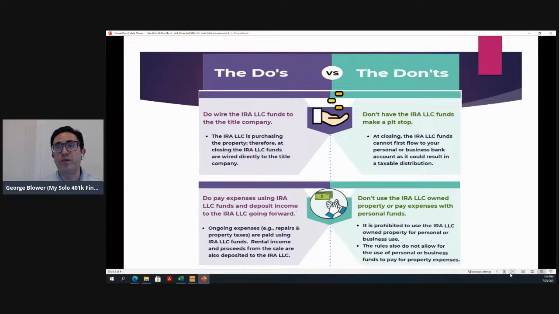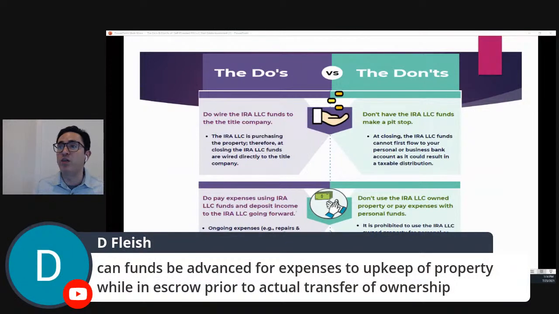Likewise, and this goes right to the good question, can funds be advanced for expenses to upkeep the property while in escrow prior to actual transfer of ownership? That's a derivation of both this point we just went over, as well as the prior point about funding escrow. The funds need to come from the IRA LLC. It cannot come from your personal account.